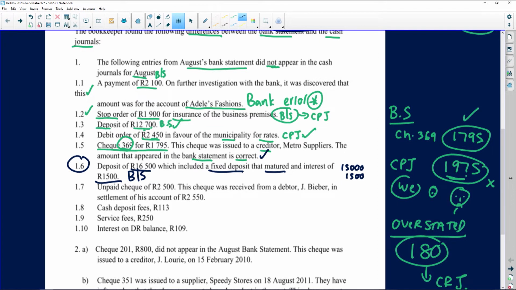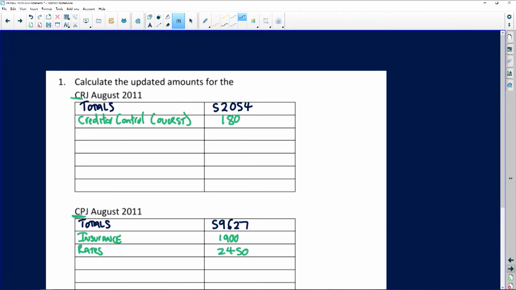So it appears in your bank statement. You are now going to show this in your CRJ. So if we go to our CRJ, there is a deposit of 16,500, and obviously this was for the fixed deposit and the interest. As I said earlier, you can show this as two separate amounts. I'm going to show it as one.